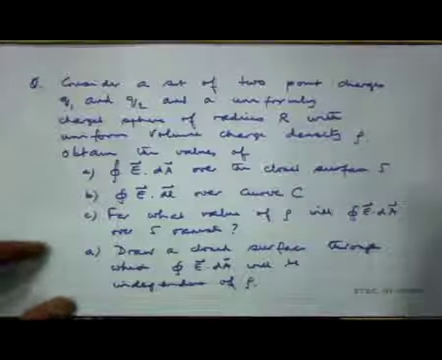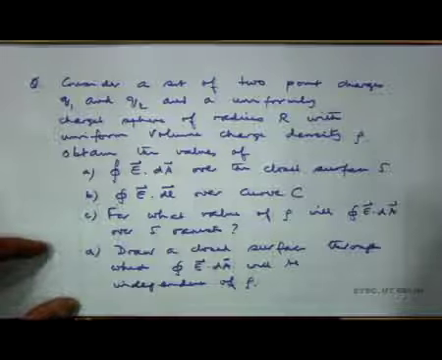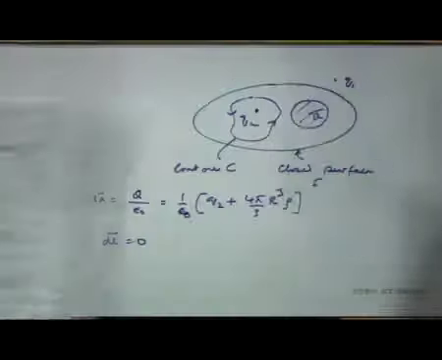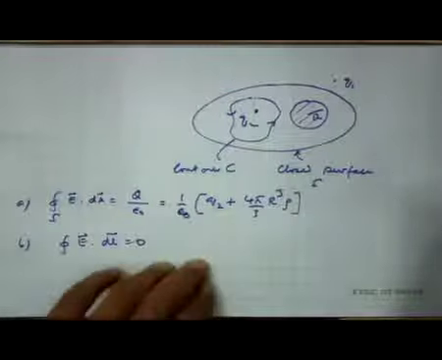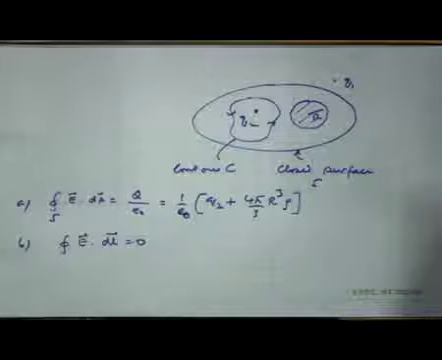And then you have to draw a closed surface through which the integral of E dot dA will be independent of rho. So, I leave this problem to you. Please think of a surface in this figure that you can draw such that the integral of E dot dA will become independent of the charge density on the sphere.